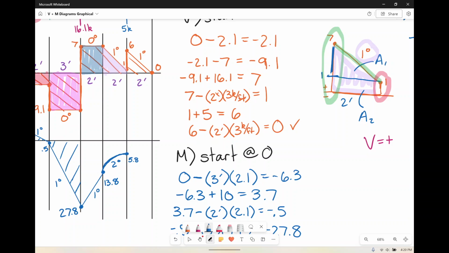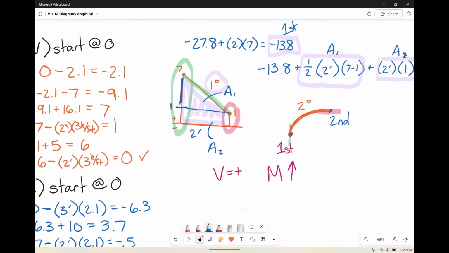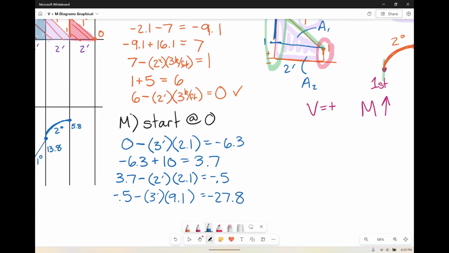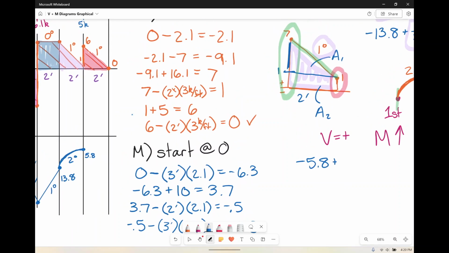All right, lastly, we do have one more little triangle. That's this guy. He is just a triangle, no funny business. So let us figure him out. Again, we're at negative 5.8. That's where we're starting. This is positive, so we're going to go up.